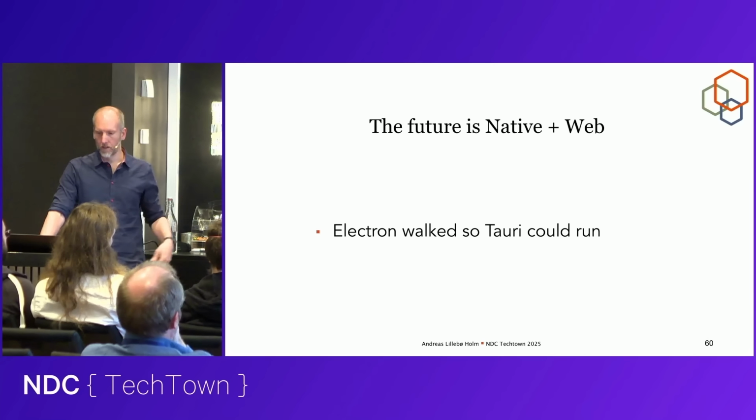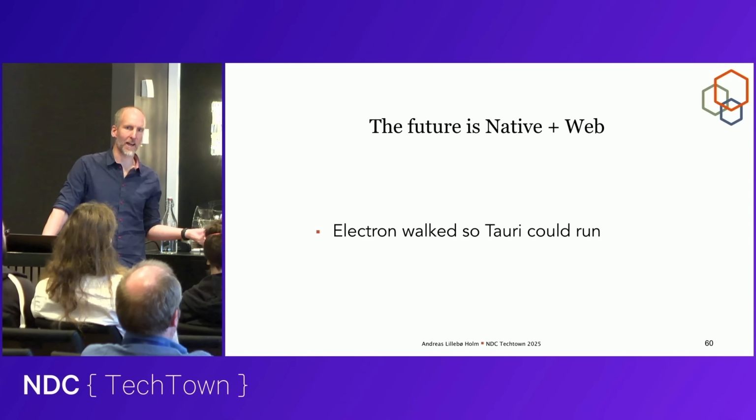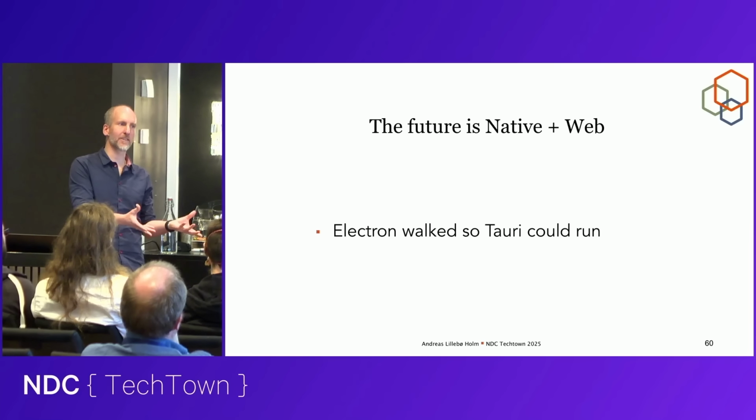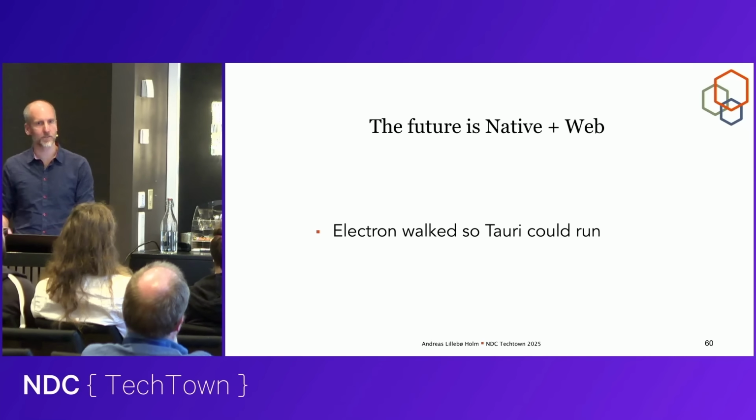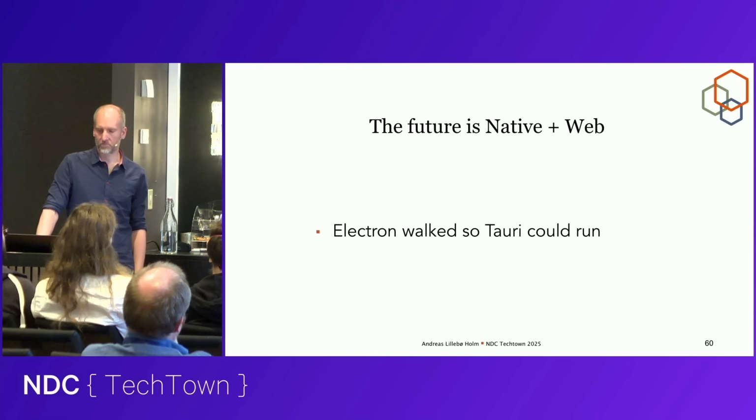So the future is native plus web is what I think, and Electron walked so Tauri could run is what I would say. Electron came in, made the path, and then Tauri came and fixed a lot of the issues. That is my interpretation of how we have adopted Tauri.